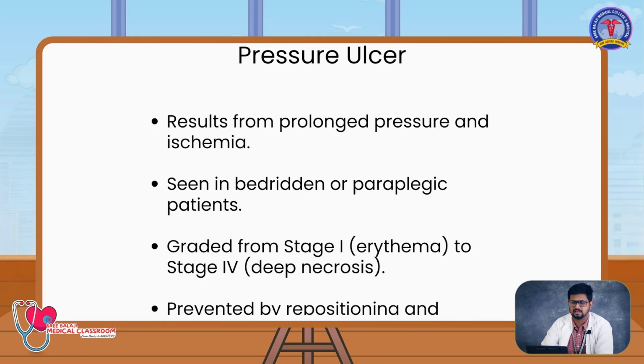Next we'll talk about pressure ulcers, which result from prolonged pressure and ischemia, seen in bedridden and paraplegic patients. We have gradings of these bed sores from grade 1 to grade 4. Grade 1 is the erythema stage, and grade 4 is deep necrosis. This can be prevented only by repositioning, frequent mobilization of the patient and proper wound care. We can also advise patients to mobilize frequently and use an alpha bed or a water bed to prevent this kind of pressure sore ulcers.